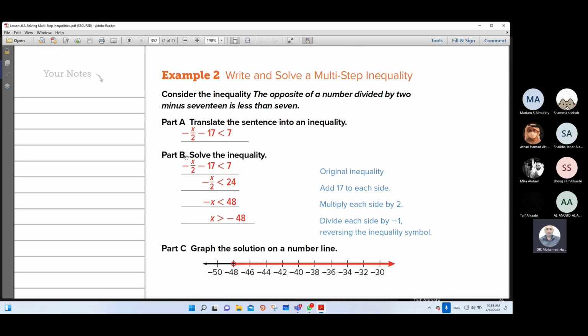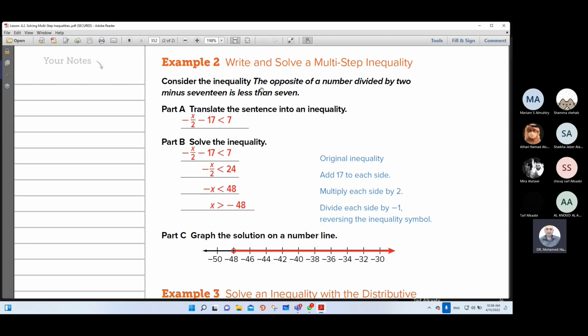Right. The third example. Consider the inequality: the opposite of a number divided by 2, minus 17, is less than 7. We don't know the number, so we can represent the number with any variable, for example, x. The opposite of x means negative x. Divided by 2 means negative x over 2. Minus 17 is less than 7.